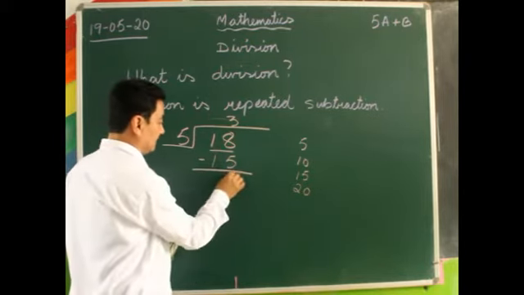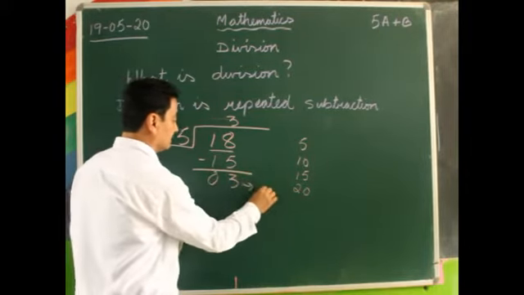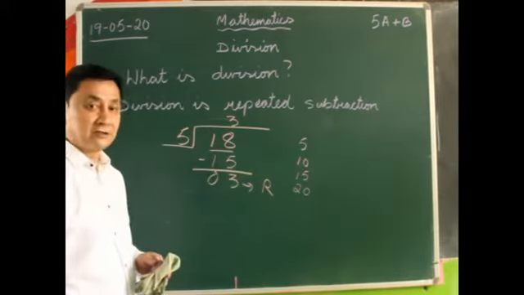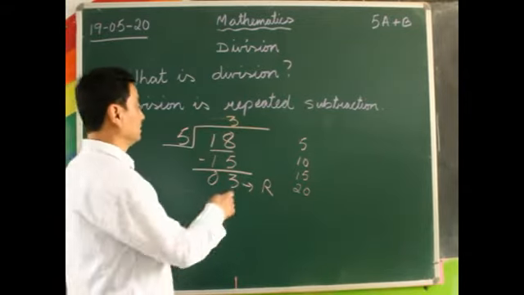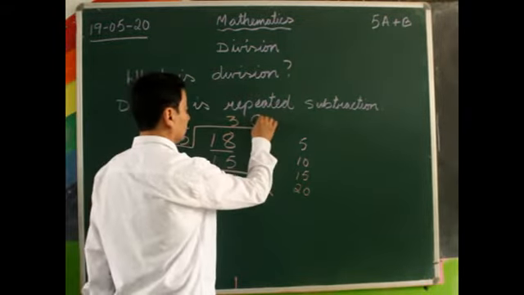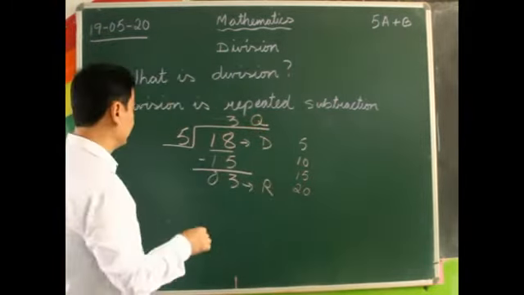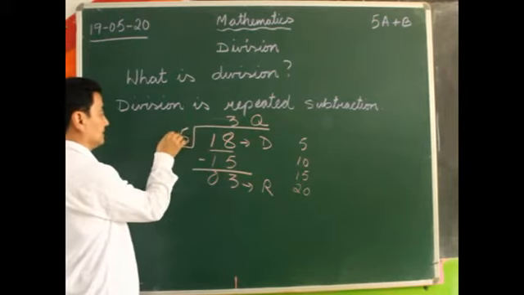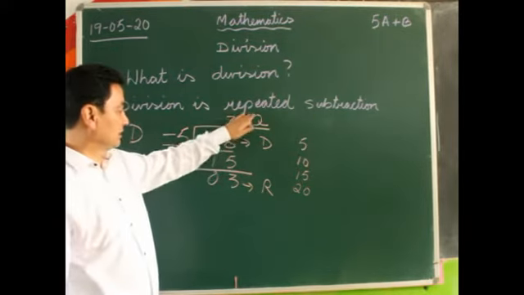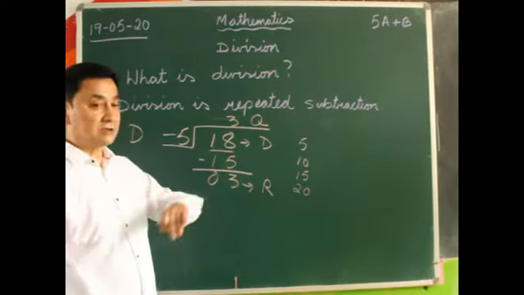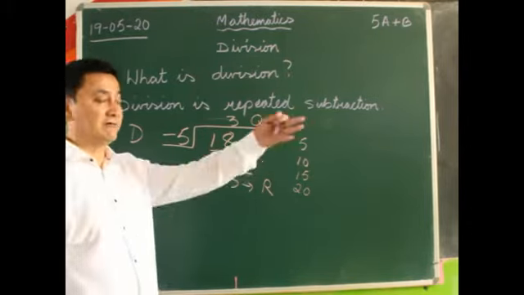So 8 minus 5, 3. 1 minus 1, 0. So this is the remainder. What is it? It is the remainder. This 3 is the answer, means quotient. It is the quotient. This is the dividend. What is it? Dividend. And the number you are dividing with is known as the divisor. Divisor, dividend, quotient, remainder.